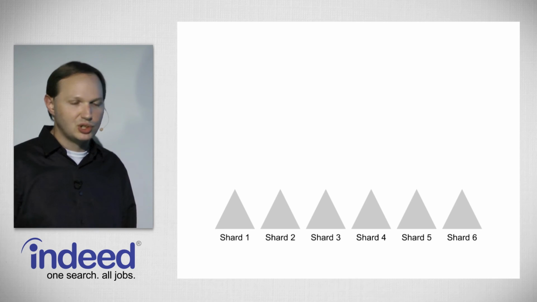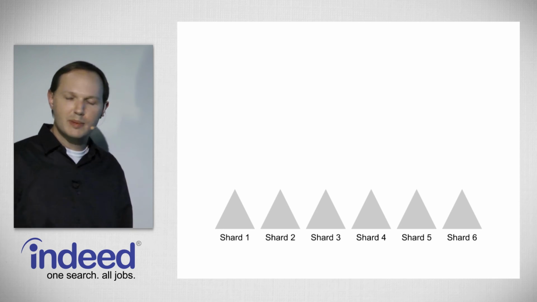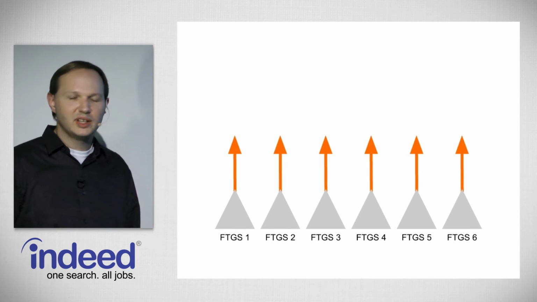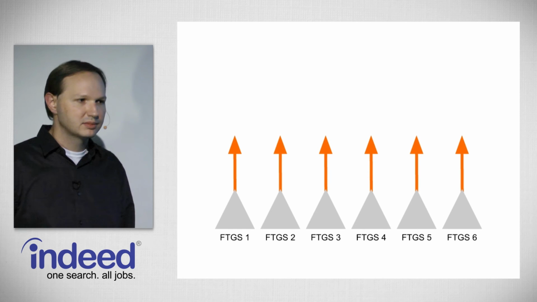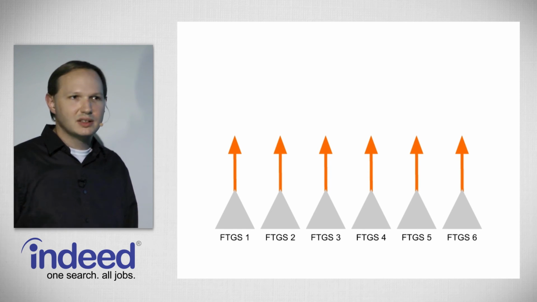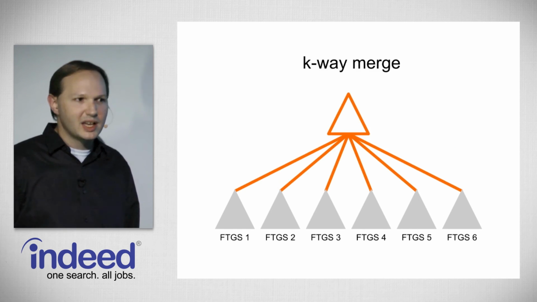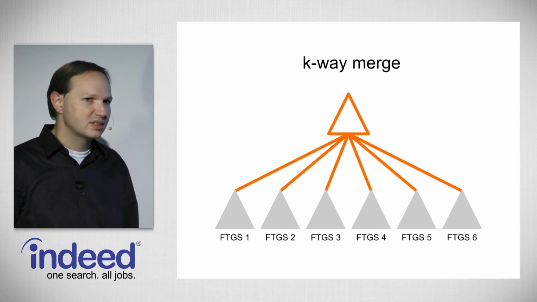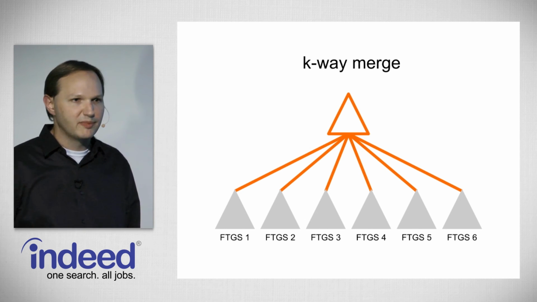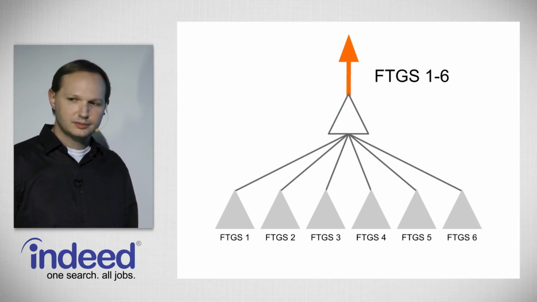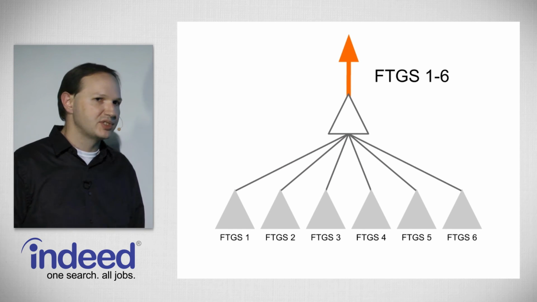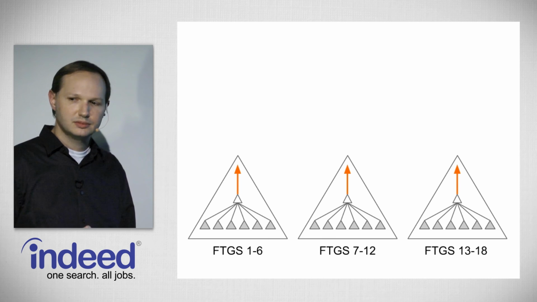So great, that works for 2 shards, but what about 6 shards? We can start an FTGS stream for each of them, and with a slight change to that previous algorithm, you can actually merge all of them together all at once, and that's called a K-way merge, also a common algorithm found in search engines. And now we have the complete FTGS for shards 1 through 6.